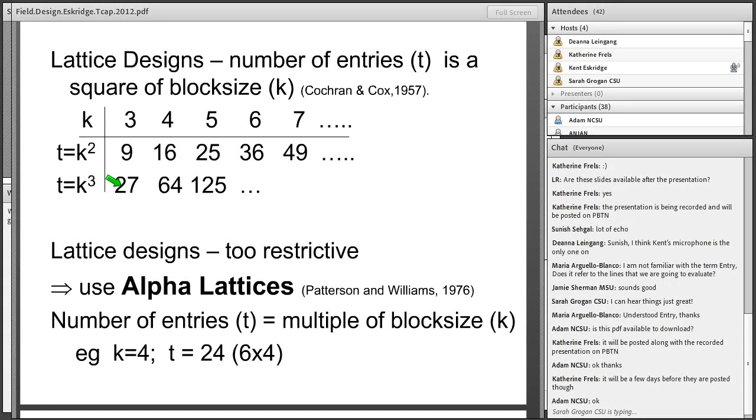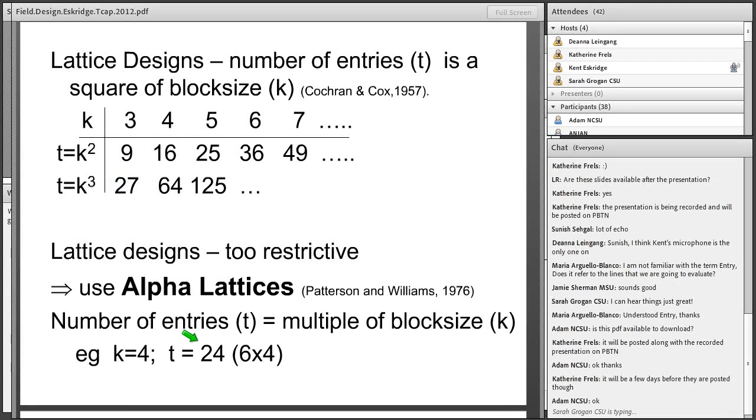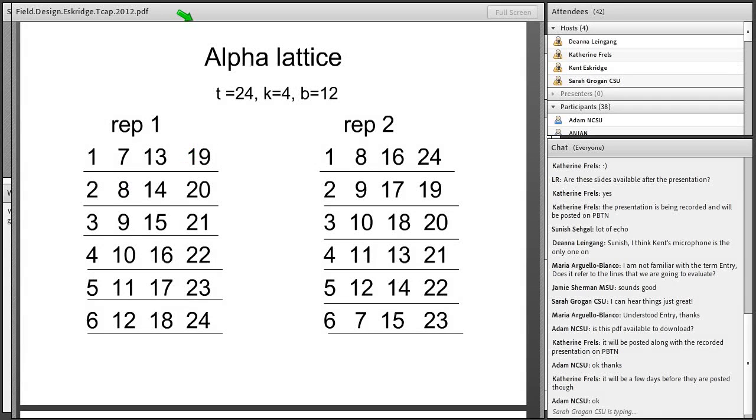So they're not nearly as restrictive. Down here, an alpha lattice is not nearly as restrictive as the lattice designs that I have up here. So they're much more flexible. We can evaluate many more situations of given block size and number of treatments. And we'll give you an example of what an alpha lattice looks like.